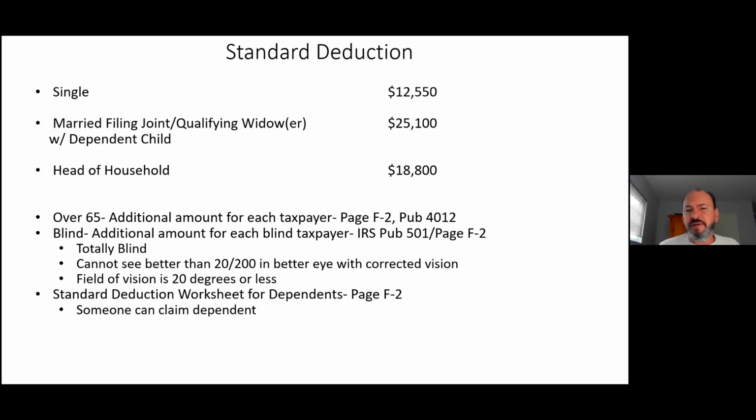And then, of course, if you go to page F2 in your Publication 4012, there's a deduction worksheet for dependents when they can be claimed, i.e. by their parents. So again, all of this is built into the software. This is something you don't have to memorize. But again, when people ask you questions, it's nice to go to the tax form and say, this is the reason why the standard deduction is X. And it's actually stated on page 1 of the Form 1040. Okay, any questions before I move on?